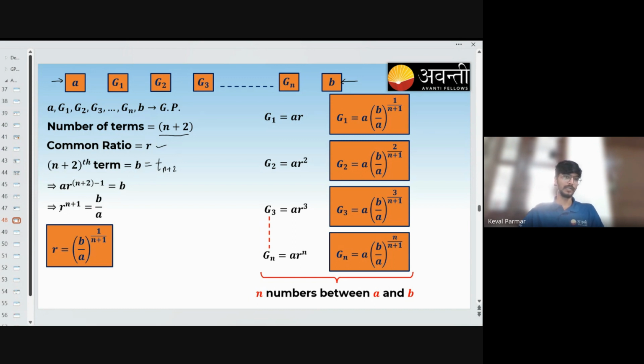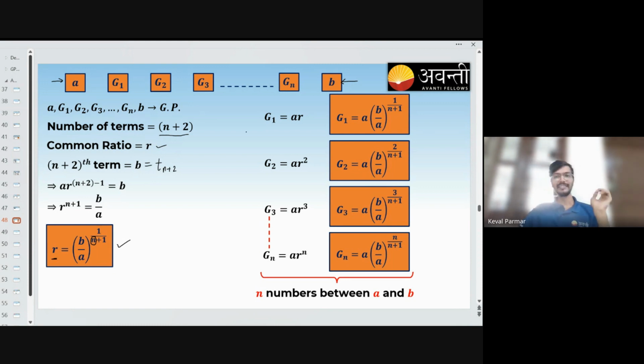Let us use the formula. And if I use the formula of T n plus 2, I'll get R. How I'll get R? R is B upon A raised to 1 upon n plus 1. Depending on the number of geometric means inserted, the value of R will change.